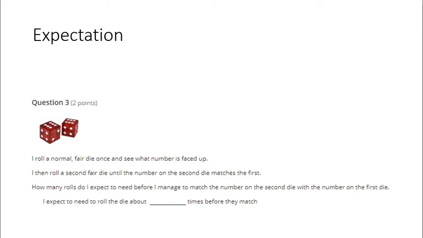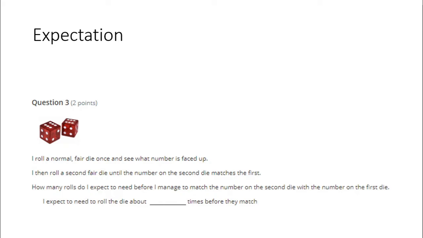Question 3, expectation again, but it's done in a slightly different way. If I roll one fair die and I see what number comes up, doesn't matter what that number is, that number is written down. This is where my experiment begins. I start rolling another die, and any number could come up. I'm going to keep rolling that die until it matches the number on the first die.